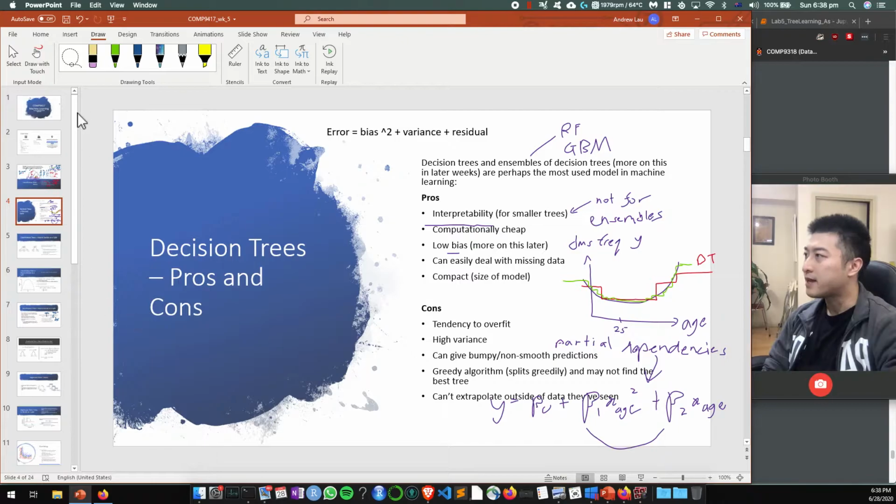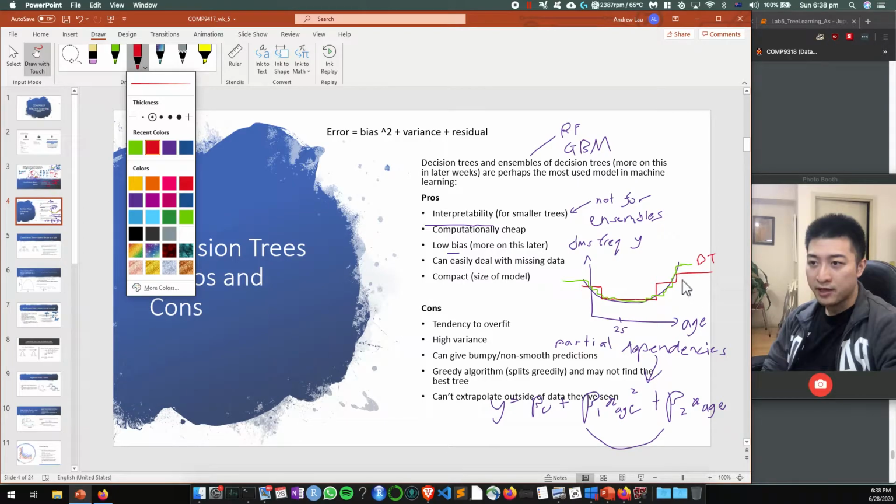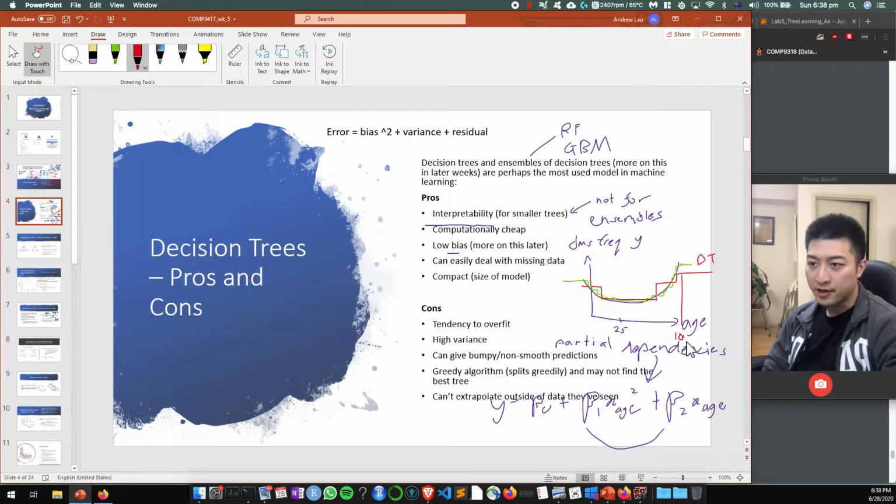Well, what I mean by that is, you see this here, right? Let's say in the data, the maximum age was someone who's, say, 100. Now, the decision tree hasn't seen anything past 100, so the maximum prediction is whatever that person's prediction was when they were 100. And likewise on this side.